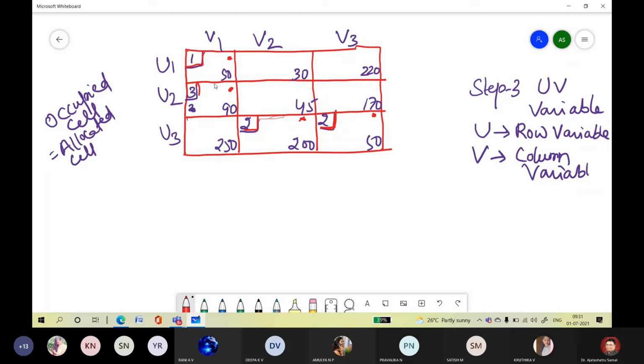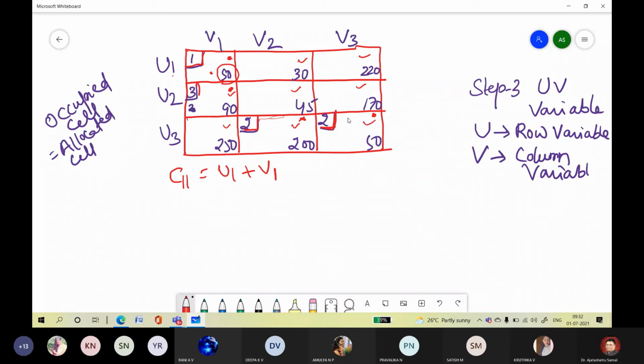Now this cost cell value is called C11. So C11 equals U1 plus V1. At this point, 50 equals C11. This is called C11. 50 equals C11. Then C11, C12, C13, C21, C22, C23, C31, C32, C33.